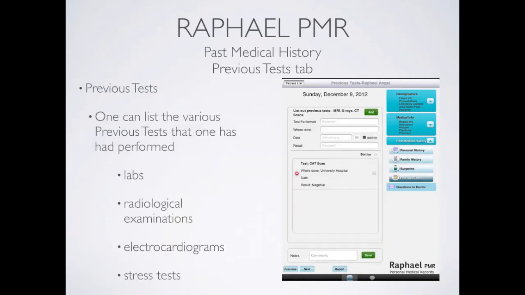Previous tests can be added, such as lab tests, radiological exams, electrocardiograms, and stress tests. These can all be added, and again, we're looking for the test performed, where it was done if possible, the date if possible, and the results. These can also be sorted in the lower box, which is very helpful for doctors.